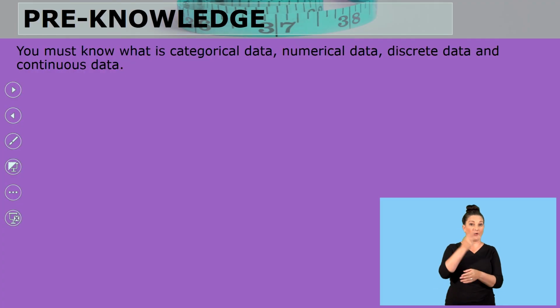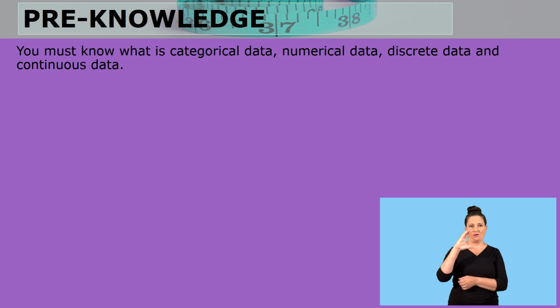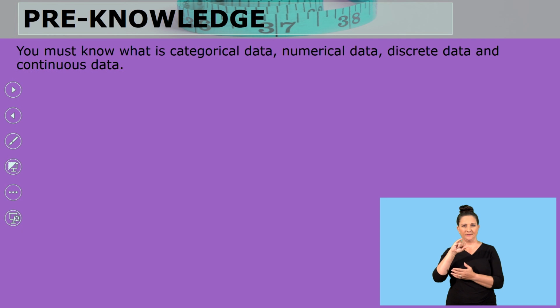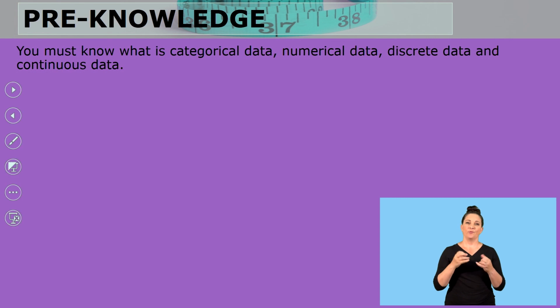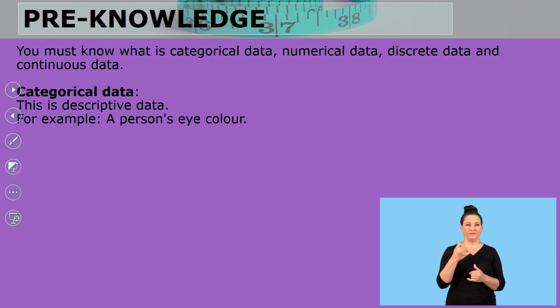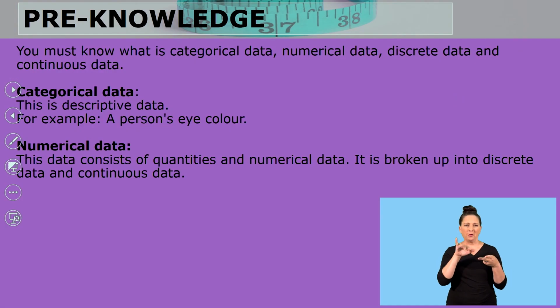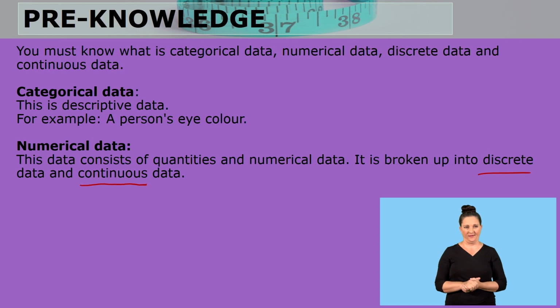With the pre-knowledge, before we begin, you must know what categorical data, numerical data, discrete data, and continuous data are. Categorical data is descriptive data, for example, a person's eye color. It could also be a person's name, a label, something to that effect. Then you get numerical data. This data consists of quantities and numbers. It is broken up into discrete data and continuous data. Let's see what those two are about.